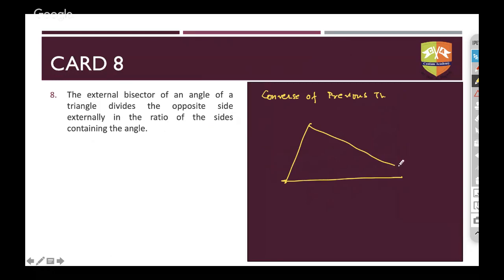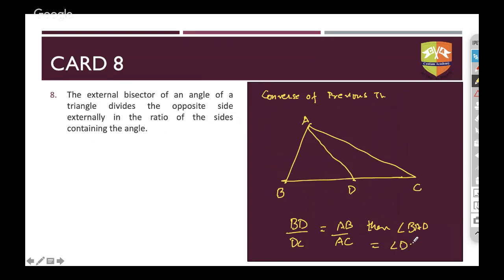you have a triangle, let's say A, B, C, and then you have, let's say, this is BD. Okay, so if D is the point on BC such that it's given that BD by DC is equal to AB by AC, then angle BAD will be equal to angle DAC. This is what the theorem suggests.